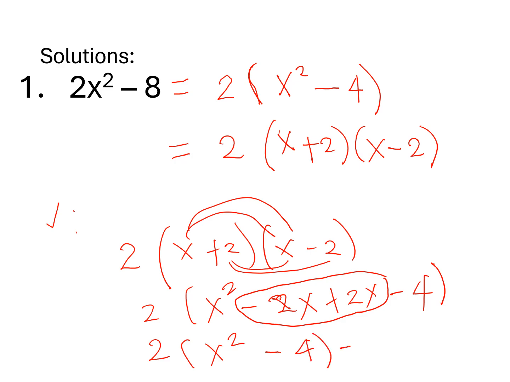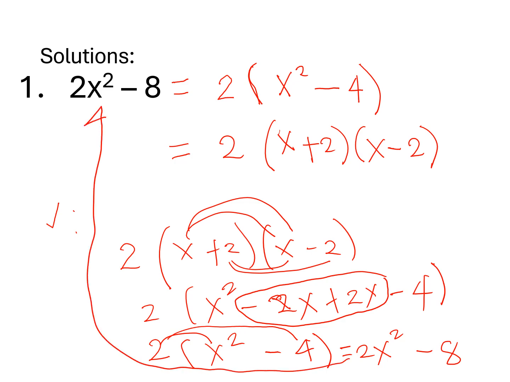Then multiply this one, distributive property, 2 times x squared, then 2 times negative 4, that is equal to negative 8. Okay, that is equal to the original polynomial.